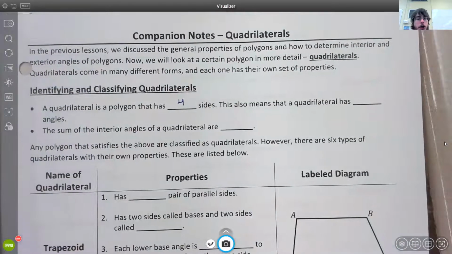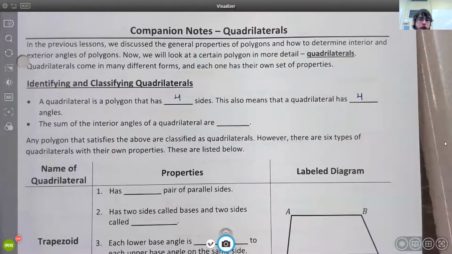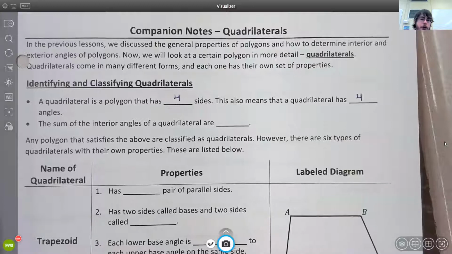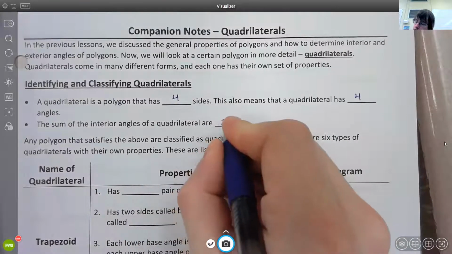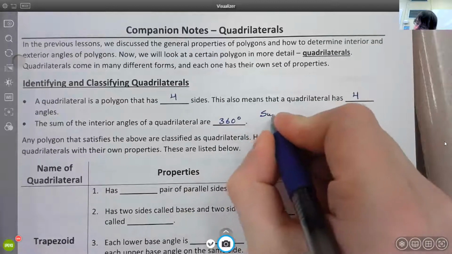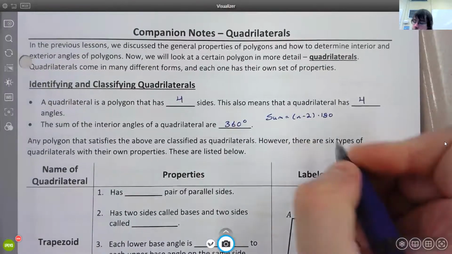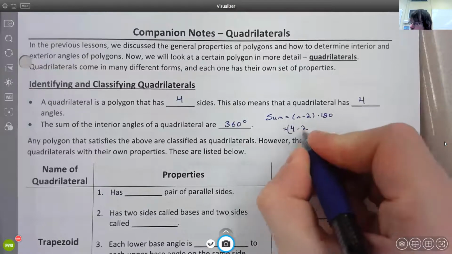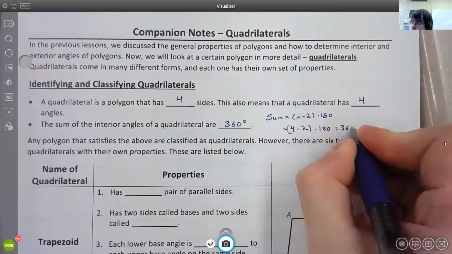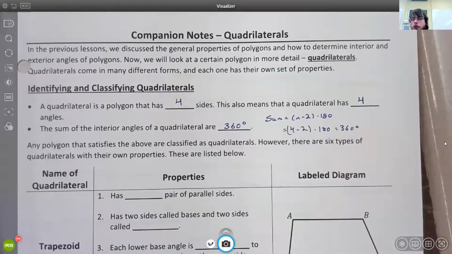This also means that a quadrilateral has 4 angles. So a quadrilateral, we talked about this, has 4 sides, 4 angles. Okay. And the sum of the interior angles of a quadrilateral is 360 degrees. And we learned that because we took the sum and it was n minus 2 times 180, where n is the number of sides. So you'd have 4 minus 2 times 180, which gives you 360. Okay, so those are the basic properties of quadrilaterals.